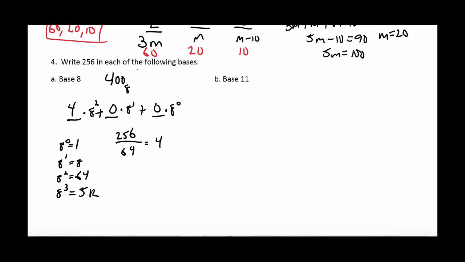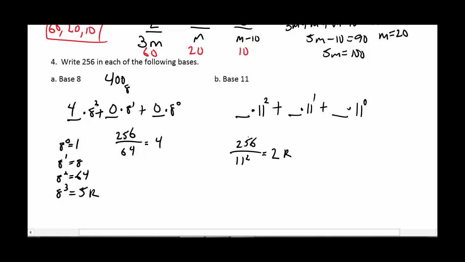All right, base 11. So same idea. I want to figure out a couple powers of 11 here. Now I know 11 squared is 121. So I know 11 cubed is going to be too big. Okay, so 256 over 11 squared. All right, I get 2 with a remainder of, so 256 minus 2 times 121, the remainder of 14.